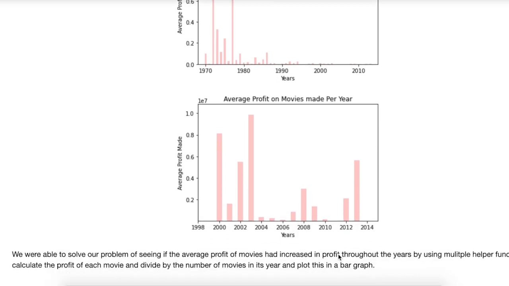However, in our second graph, when we got rid of a lot of the outliers and only graphed from 2000 to 2013, we saw that there was a very random assorted list of data for the average profit. Therefore, we can't make any assumptions that as the years went on, there was an increase or a decrease in the average profit made.